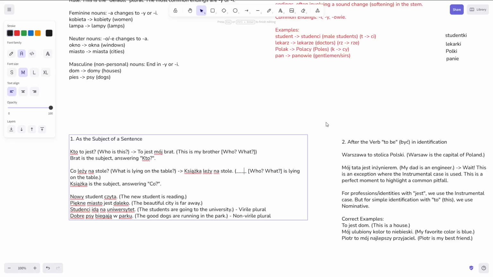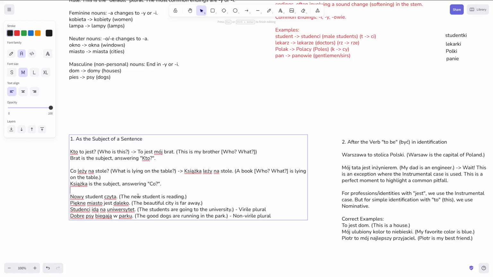Okay. So again, we have to put a noun in a case that answers these questions. So who or what? So that means the nominative case is used here, okay? So it will be just a book, książka. It's the dictionary form, okay? So książka is the subject and it answers co, or what in English. So some other examples. Nowy student czyta. The new student is reading.